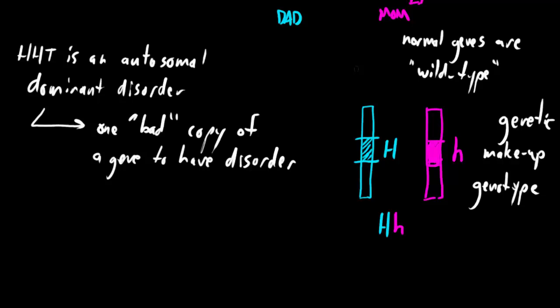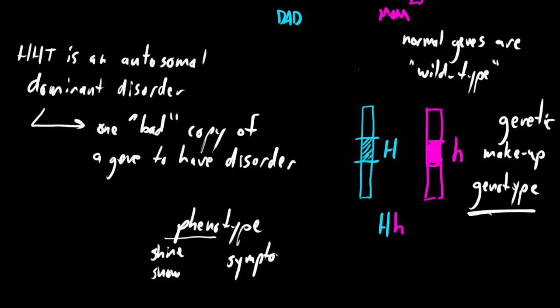Now, there's another term that we bring up in genetics, and that's this idea of a phenotype. So what is a phenotype? Well, pheno means to shine or show. So this is how the organism appears. This is what it looks like. And in this case, this would be, say, the symptoms. The symptoms of HHT would describe this person's phenotype, what you can actually see, whereas the genotype is the genetic complement, the genetic makeup of this individual.